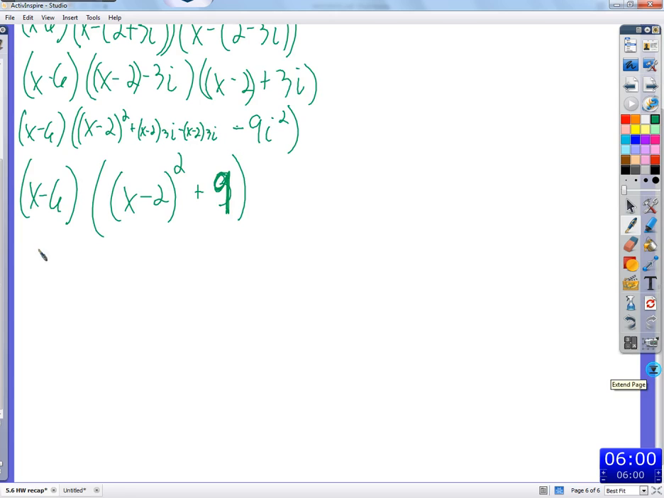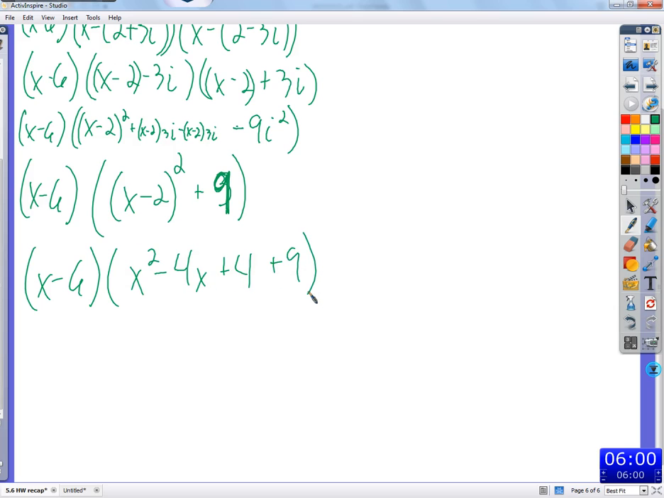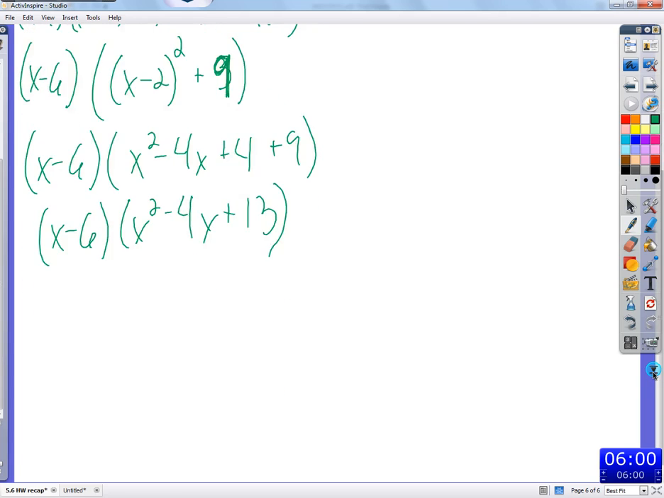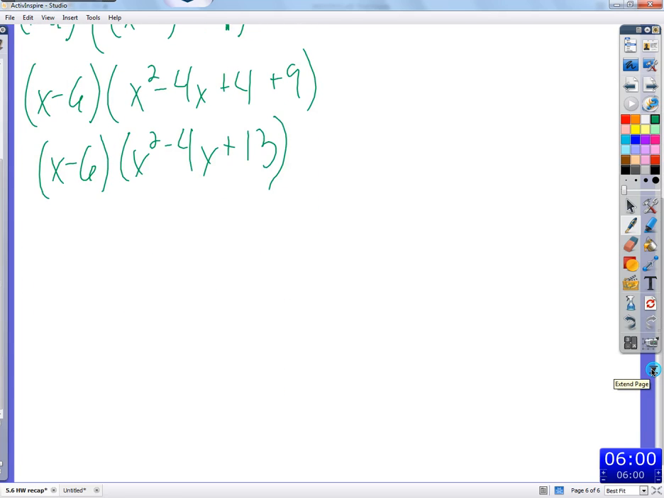Now that we've multiplied the conjugates together, we get x minus 6 times x squared minus 4x plus 4, that's from squaring this, plus 9. So x minus 6 times x squared minus 4x plus 13. x cubed minus 4x squared plus 13x.